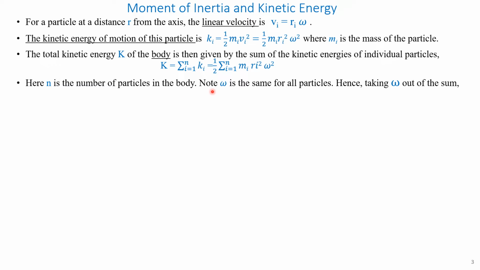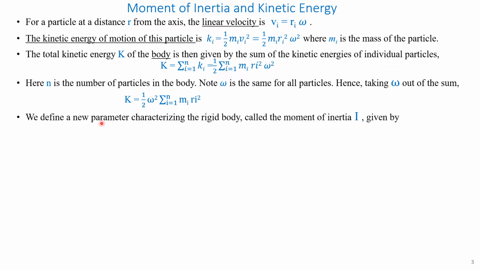Note that omega is the same for all the particles. Hence, taking omega outside the summation sign, we get K = half omega square into sigma i = 1 to n of mi ri square. We define a new parameter characterizing the rigid body called moment of inertia, which is given by the relationship I = sigma i = 1 to n of mi ri square.